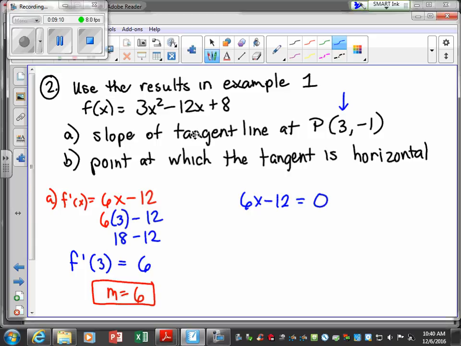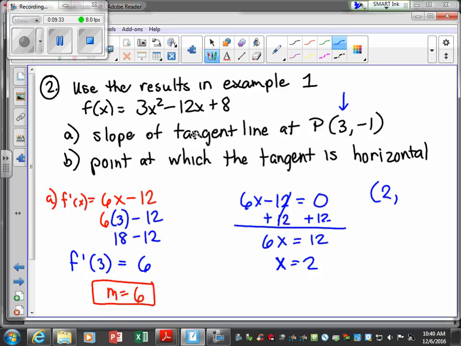So the algebra is really basic here. 6x equals 12, so x is equal to 2. Okay? But we need a point, an ordered pair. So what am I missing? I have the x value of it, so I know the point is at x equals 2. How do I find my y value? Plug it into your original function.